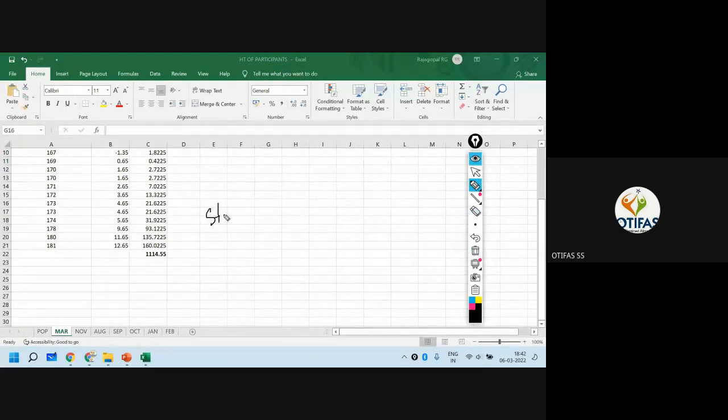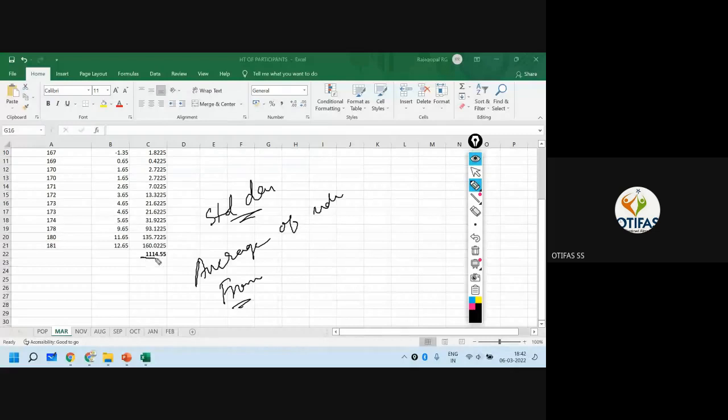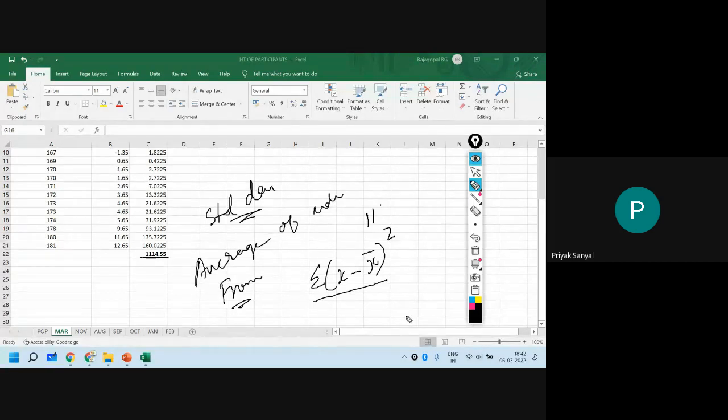Now, what is standard deviation actually? Standard deviation is nothing but the average distance of individual values from the mean value. So how do you get the average distance? To find the average distance, what will you do? X minus X bar whole square divided by what? N, the number of observations, n.